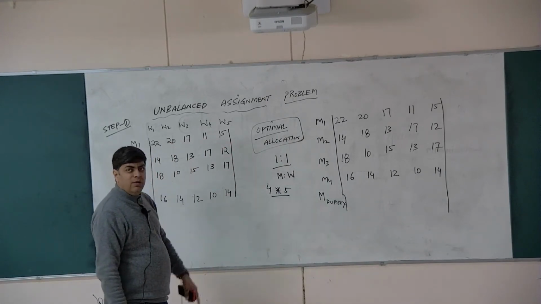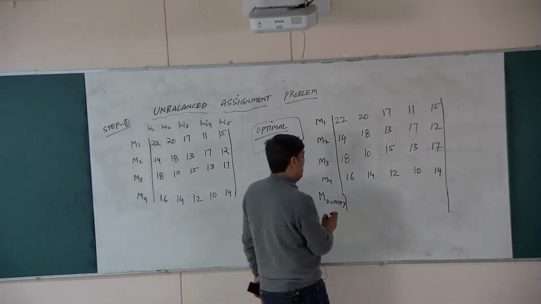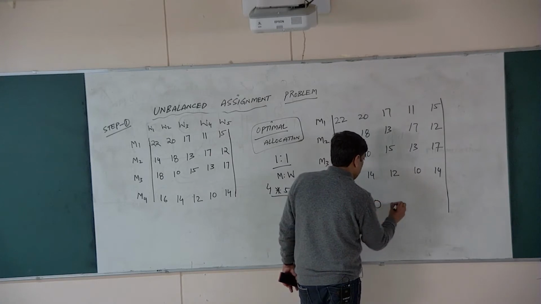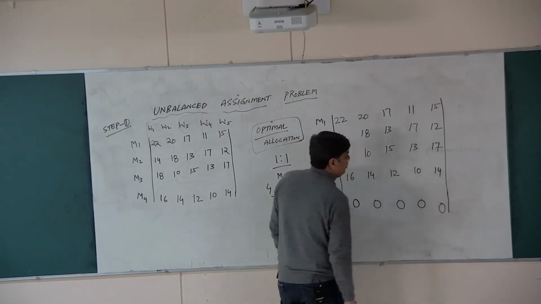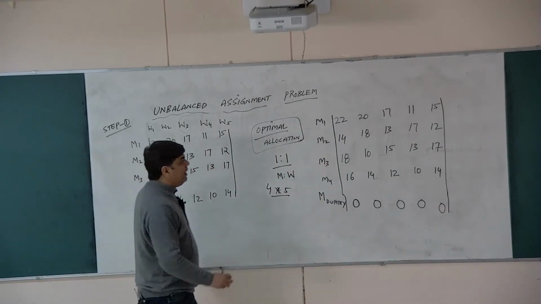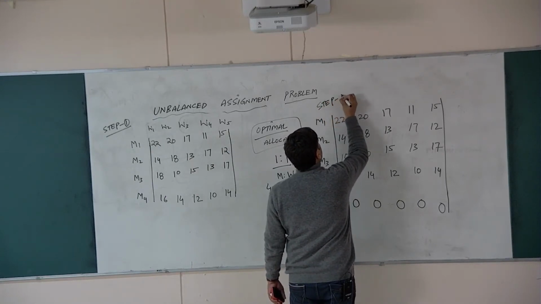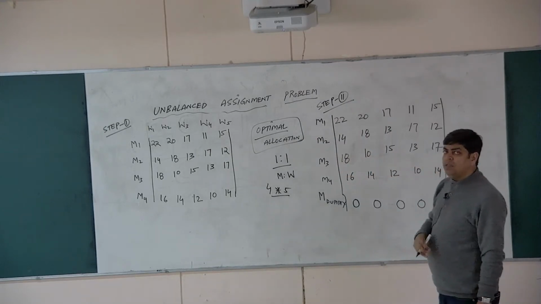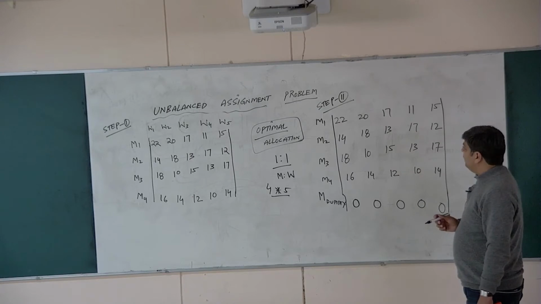Now we will assign the values to the dummy row, that is M5 or I would say M dummy, such that each elemental value will be 0. So now it has been converted into the equivalent balanced matrix. Now adopting the same procedure, that is row operation and column operation.